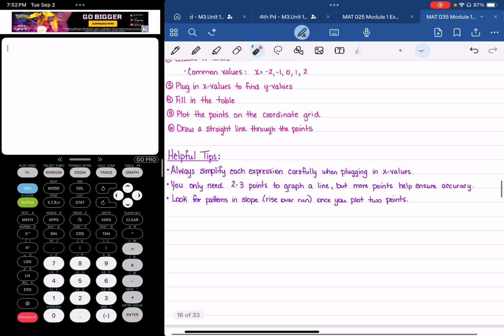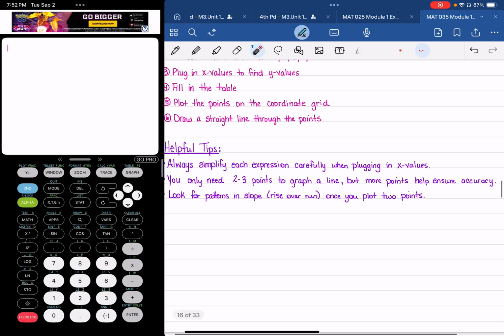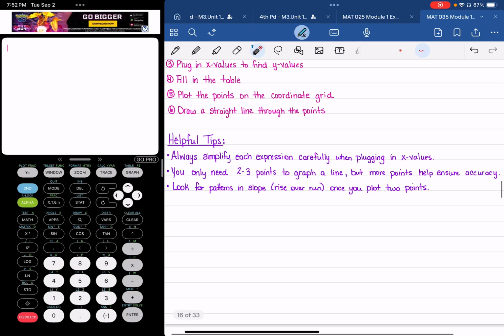Some helpful tips as you're working through these. Always simplify your expression and be careful when you're plugging in those x values if you are doing it by hand. You really only need a few points, 2 to 3, to graph a line because it's just going to be a straight line for these linear graphs. But the more points you have, the more accurate it's going to be. And then just look for patterns. Remember, your slope is how steep it is, right? That's like rise over run. It tells you about the steepness of your graph.